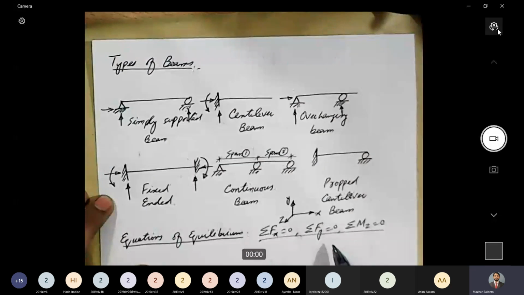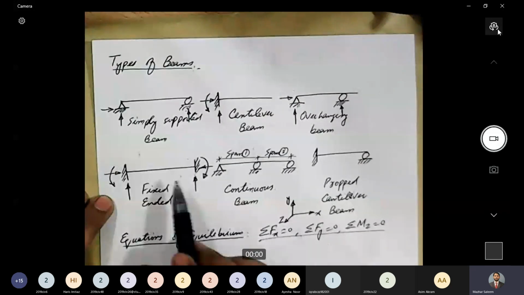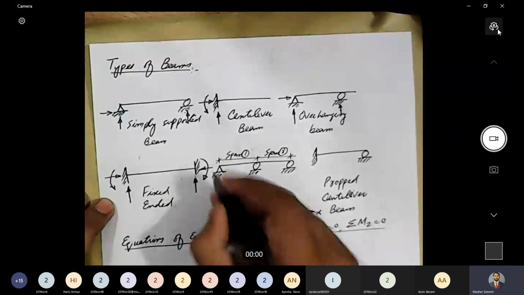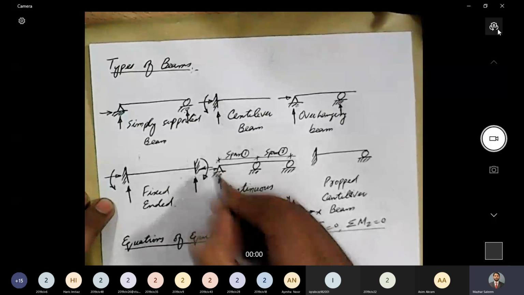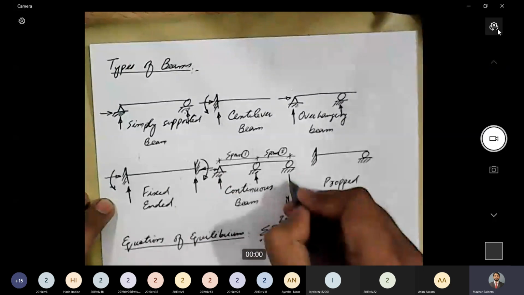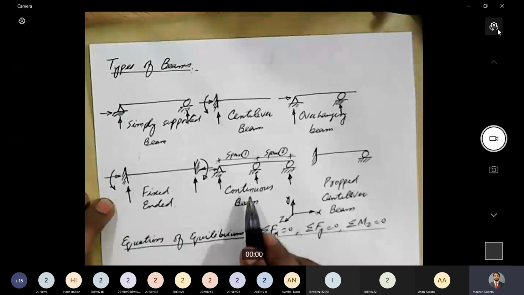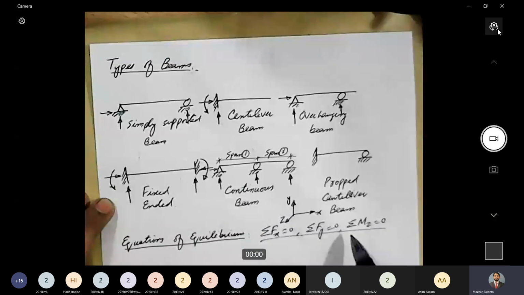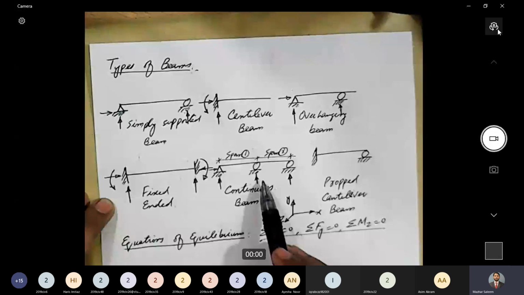Can we determine 6 unknowns using 3 equations? No, we cannot do that. So a fixed ended beam is an indeterminate beam. Now let's move to the continuous beam. How many reactions? 1, 2, 3, 4. This continuous beam has 4 reactions. Can we determine 4 unknowns using 3 equations? No, we cannot do that. It means this is an indeterminate beam.